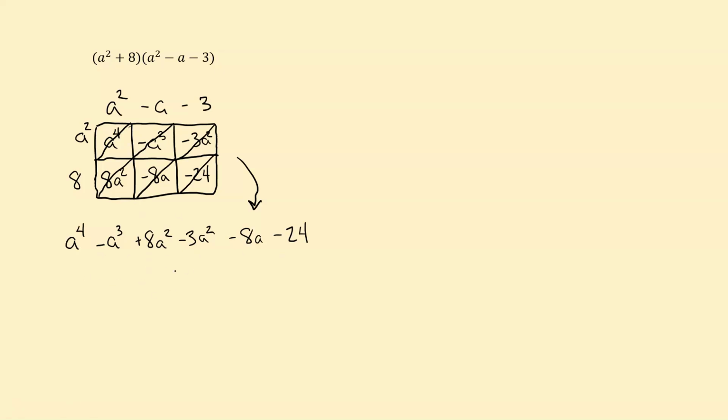But then we do want to combine like terms. Make sure you have it in standard form so you have all of your terms listed from highest power to lowest power, which I already did, but I can combine these. 8a squared minus 3a squared is 5a squared. And that's the only thing I can combine. So this right here is the final answer.